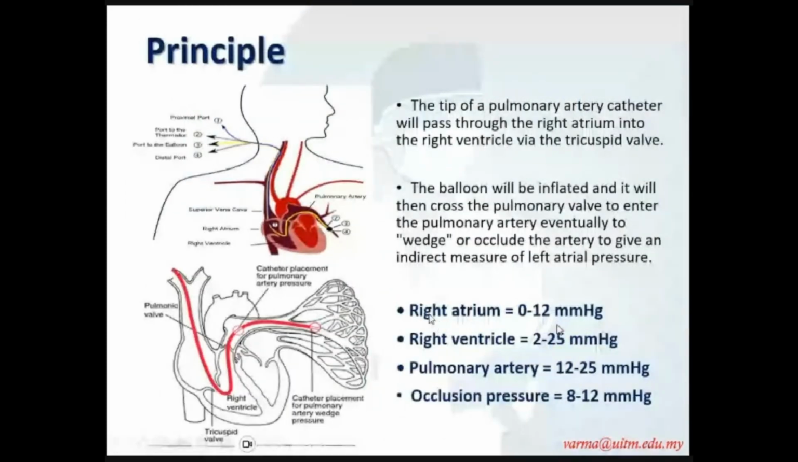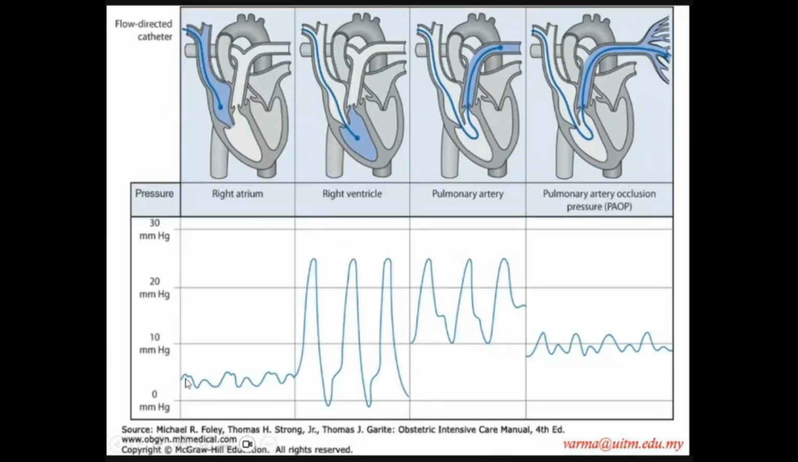The pressure in the right atrium is usually 0 to 12 millimeters of mercury. Right ventricle 2 to 25, pulmonary artery 12 to 25, and once you occlude, this 12 to 25 becomes 8 to 12. So you look at it. This is your CVP in the right atrium, normal. When you put in a central line, your central line will be at the tip of the SVC, right? So in the SVC, you will get this. This is your CVP waveform.